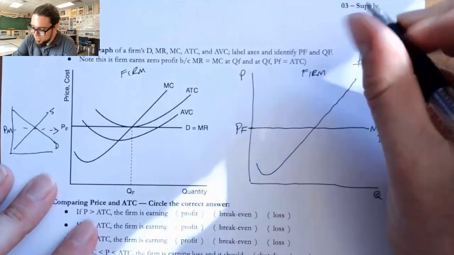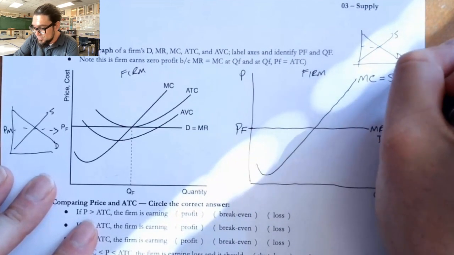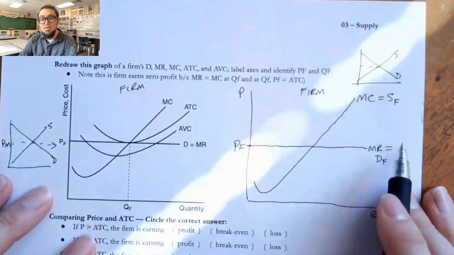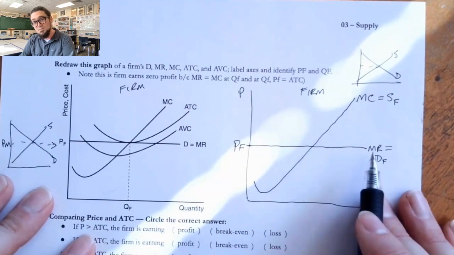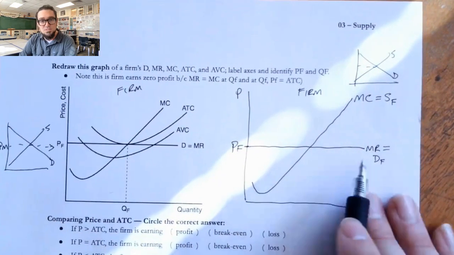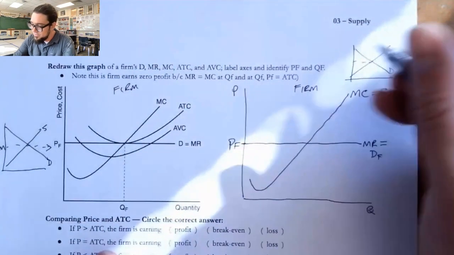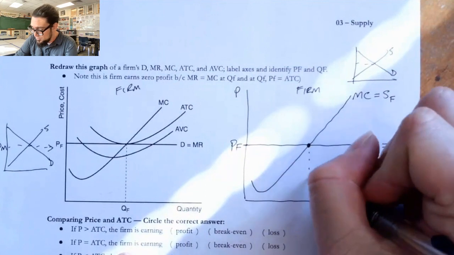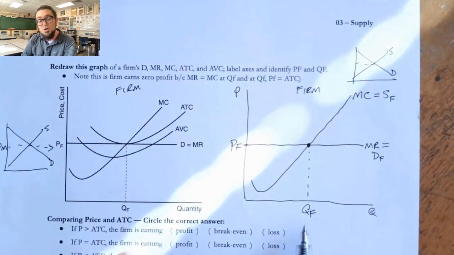We're going to next draw our marginal cost curve. And we're going to go ahead and label that, because that's the firm's supply curve as well. So the firm has a supply curve, and it is just the marginal cost of production. The firm has a demand curve for its products, and it's that horizontal line at marginal revenue and the price from the market. Then we're going to identify QF. This is the quantity where MR equals MC. That's the quantity where the firm maximizes profit.